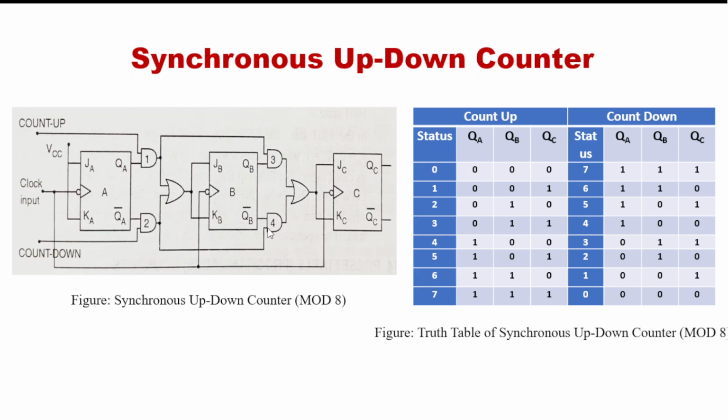The inputs of AND gate 4 are QB bar and the output of AND gate 2, which is QA bar. So the output will be QA bar dot QB bar. It passes through this OR gate and acts as the input of J and K of flip flop C. In this way, this is the basic construction of the synchronous up down counter, and count up and count down of the synchronous up down counter basically work.